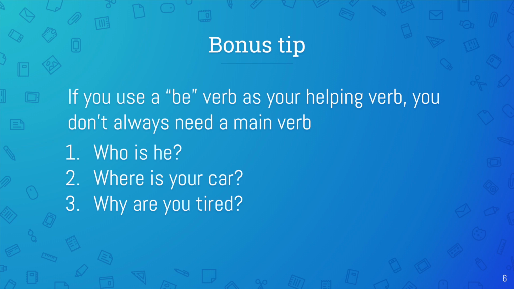If you use a be verb as your helping verb, you don't always need a second main verb. For example, number one, who is he? The first three parts of our open question are all there. Who, our question word, is our helping verb and he our subject, but we do not need a main verb. This is true for all be verbs, like am, is, are, was, and were.